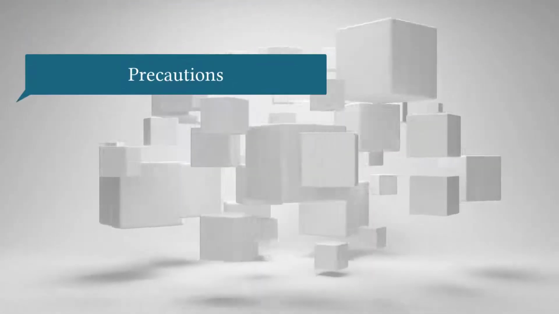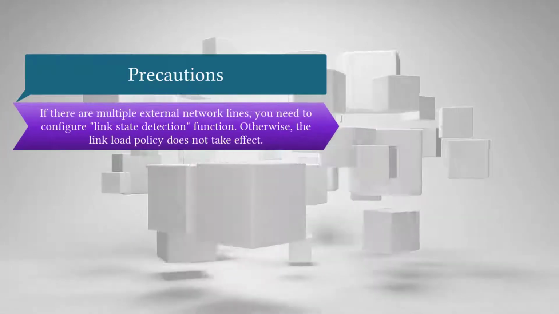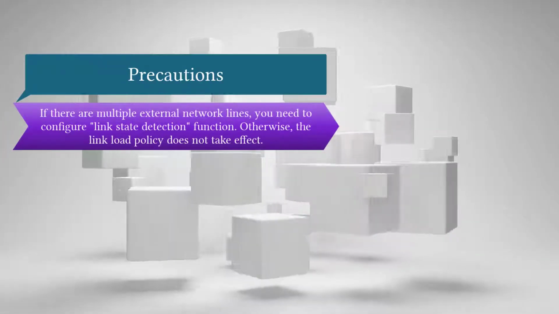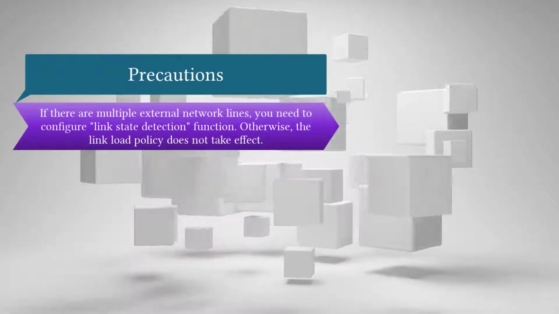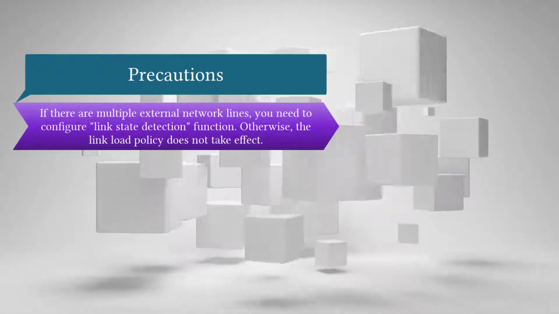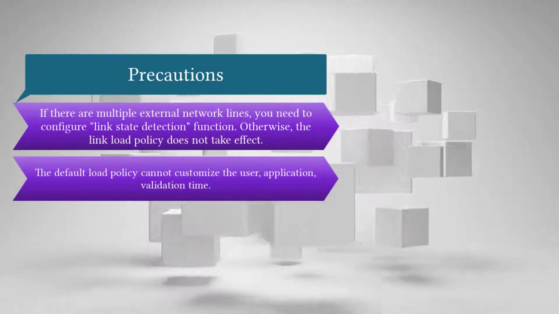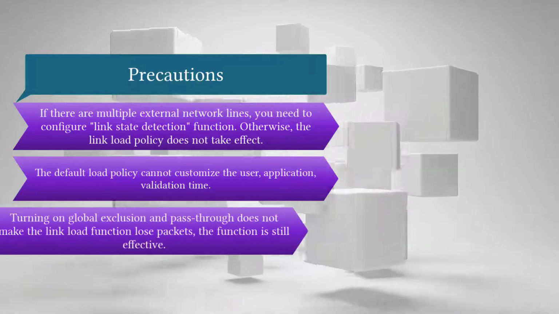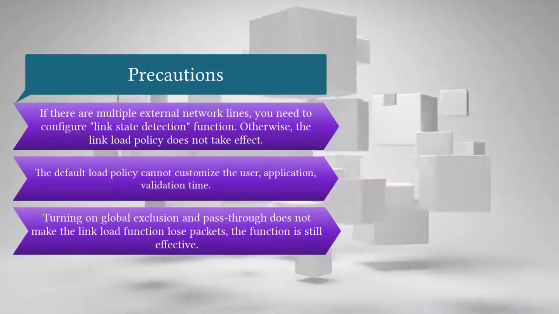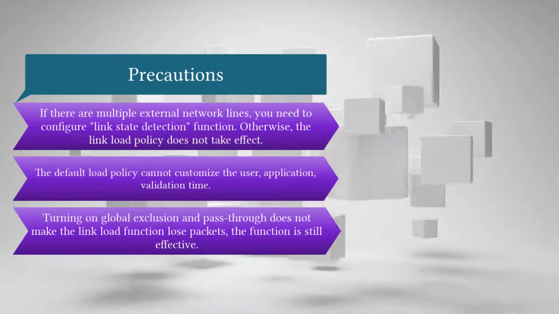Precautions. If there are multiple external network lines, you need to configure the link state detection function. Otherwise, the link load policy does not take effect. The default load policy cannot customize the user, application, or validation time. Turning on global exclusion and pass-through does not make the link load function lose packets. The function is still effective.